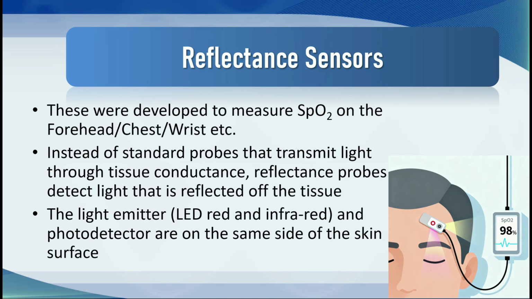Sometimes it's not possible to place a standard pulse oximeter on a patient. For example, a patient with severe burns, and one has to find some other part of the body from which a measurement can be taken, and reflectance sensors were developed for this purpose. Instead of standard probes that transmit light through tissue conductance, reflectance probes detect light that is reflected off the tissue. The light emitter, the LED for red and infrared, and the photodetector are on the same side of the skin surface.